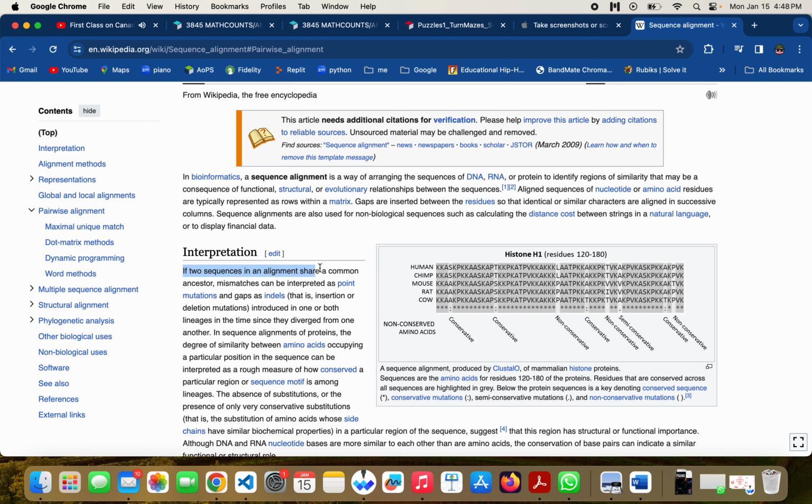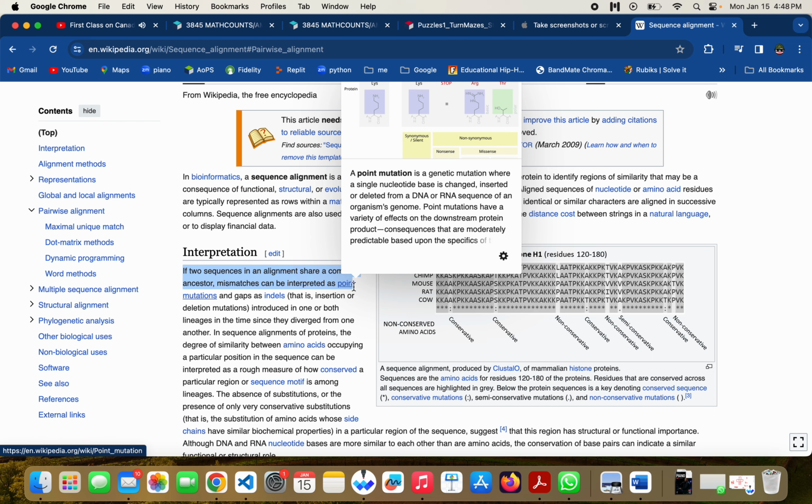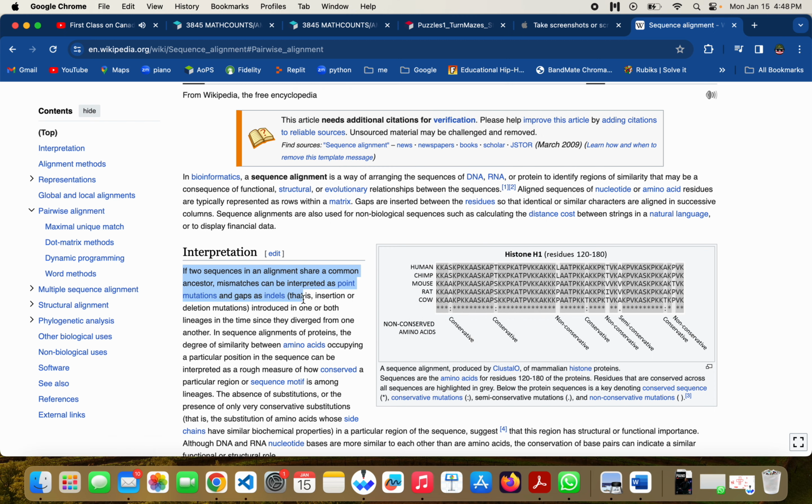Two sequences in alignment share a common ancestor. Mismatches can be interpreted as point mutations and gaps as indels, that is, insertion or deletion mutations, introduced in one or both lineages in the time since they diverged from one another. In the sequence alignment of proteins, the degree of similarity between amino acids occupying a particular position in the sequence can be interpreted as a rough measure of how conserved a particular region or sequence motif is among lineages.